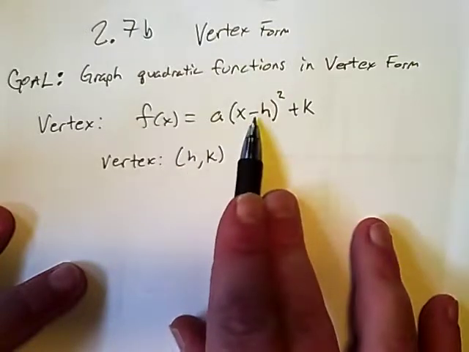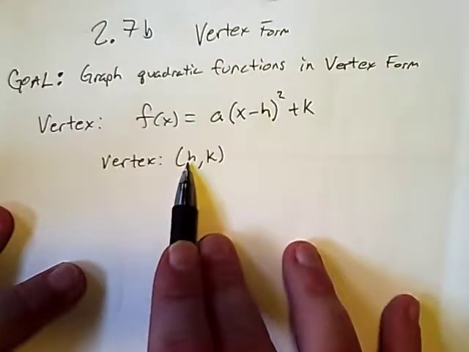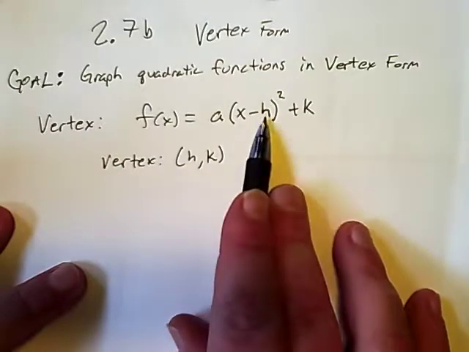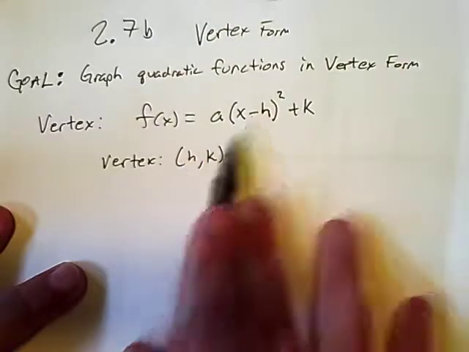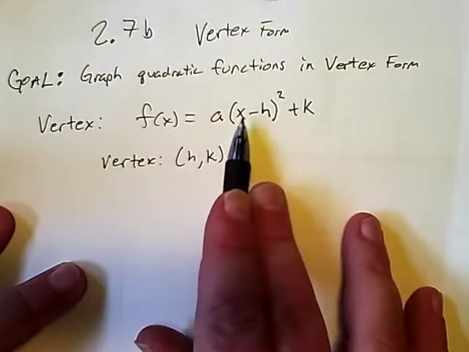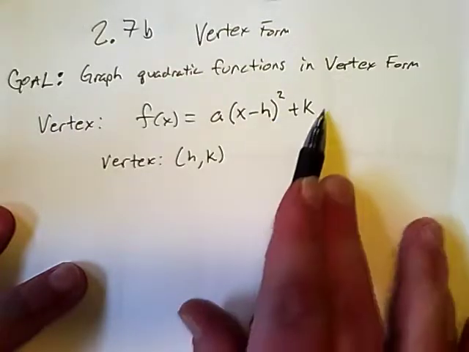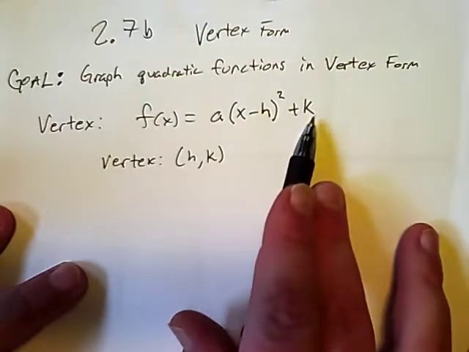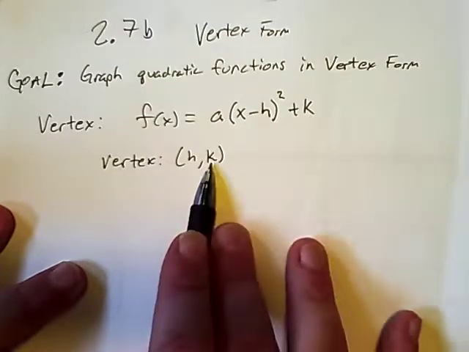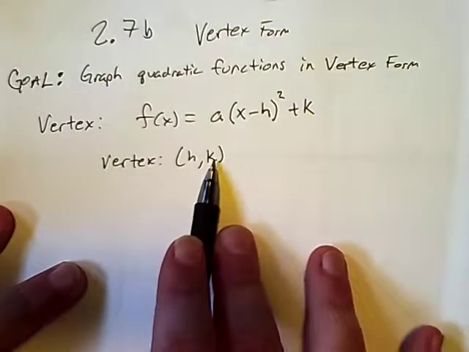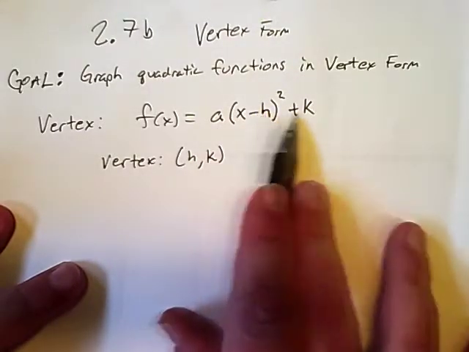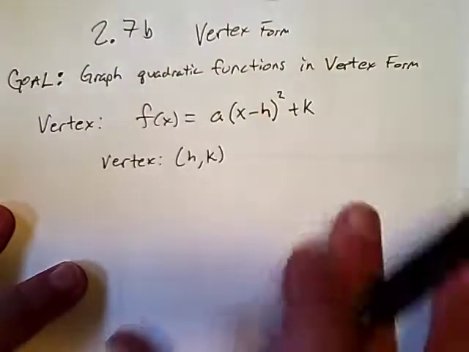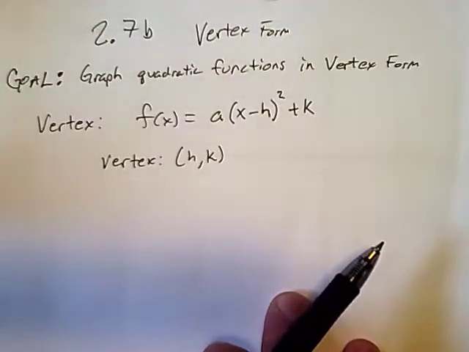So if this says x minus 3, then h is going to be 3. If this says x plus 1, then this is going to be a negative 1. So pay close attention to this x minus h part. Now, plus k means the same as k. So if this says plus 4, this is going to be a 4. If this says minus 7, this is going to be a negative 7. So it's the opposite of what you think on the inside and the same as what you think on the outside. Again, we'll get to an example here in a minute, but I want to make sure you see that.